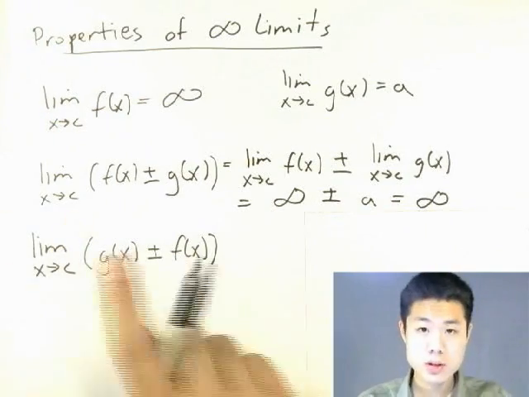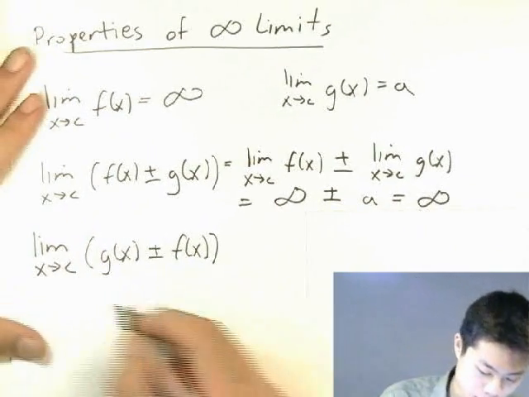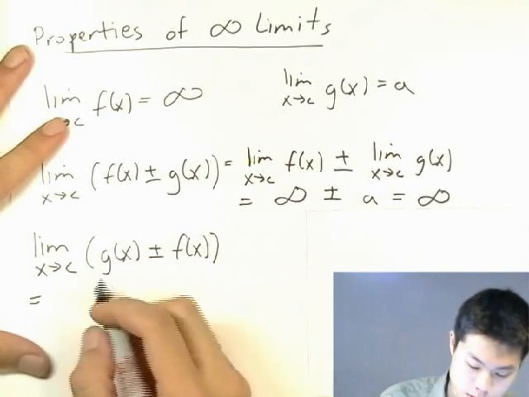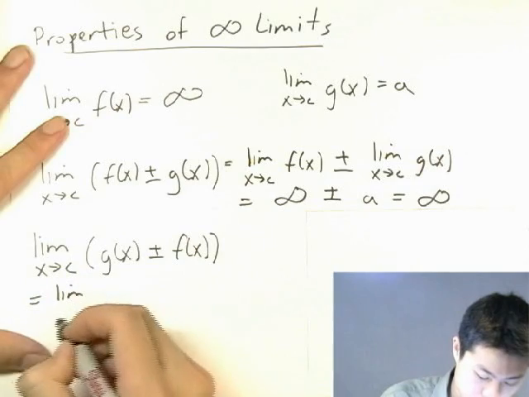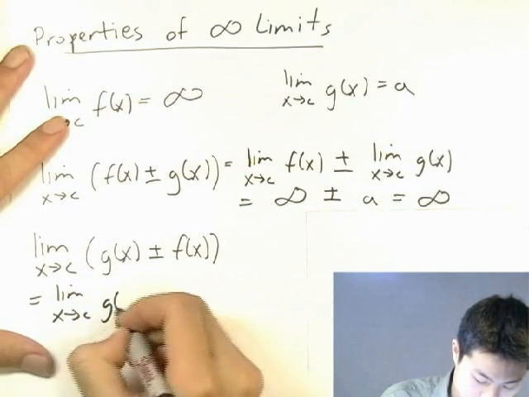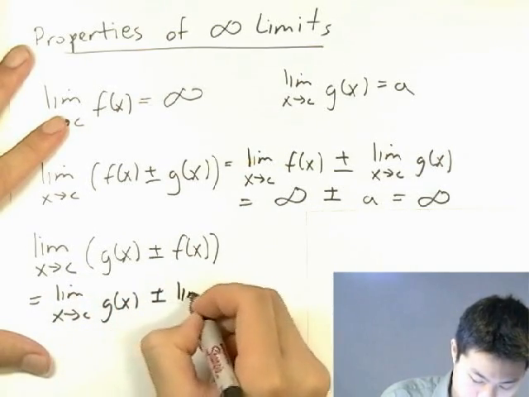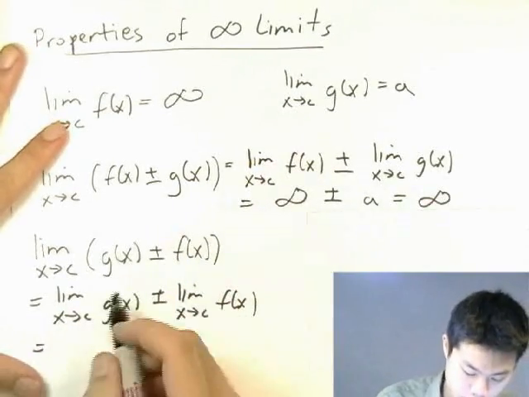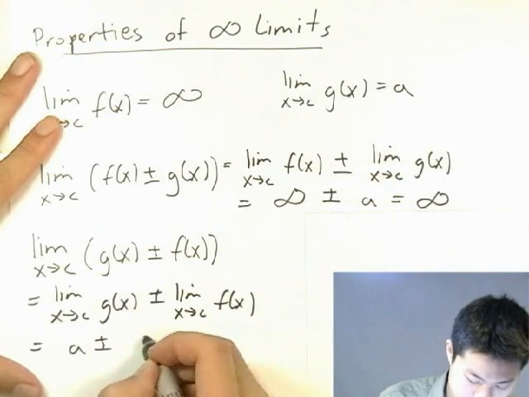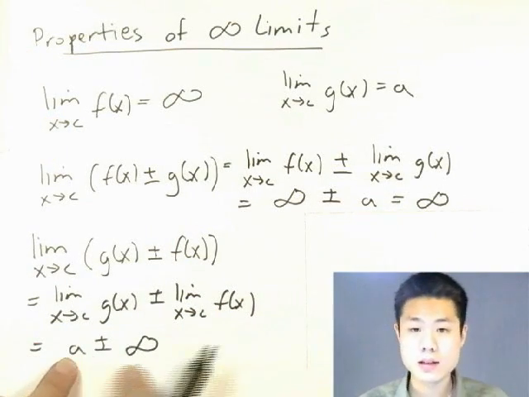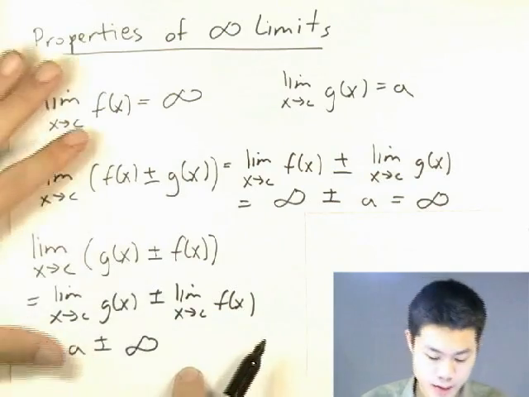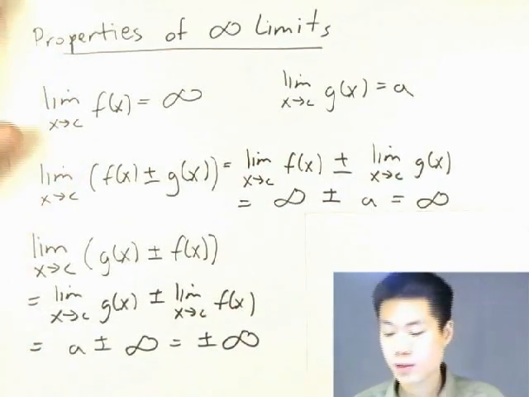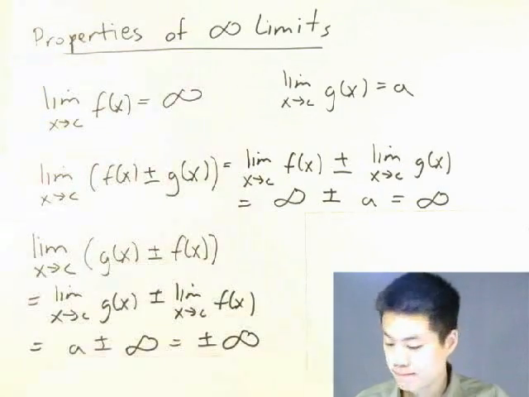So what happens if you switch the order of the two functions? It's going to be very similar. The limit of g of x plus or minus f of x as x approaches c is going to be the limit of g of x plus or minus the limit of f of x. So it's going to be a plus or minus infinity, and this constant is much smaller than infinity, so only the infinity sign counts. So the answer is plus or minus infinity.